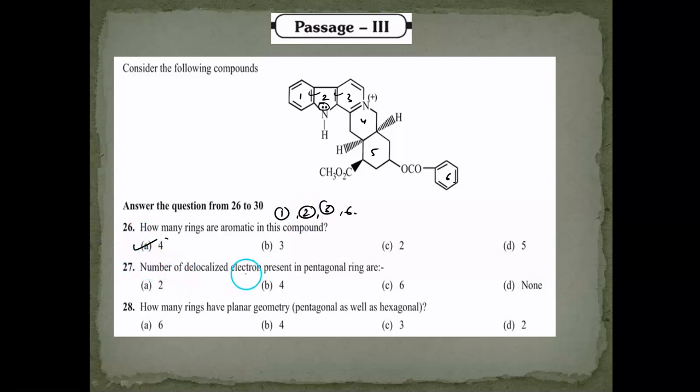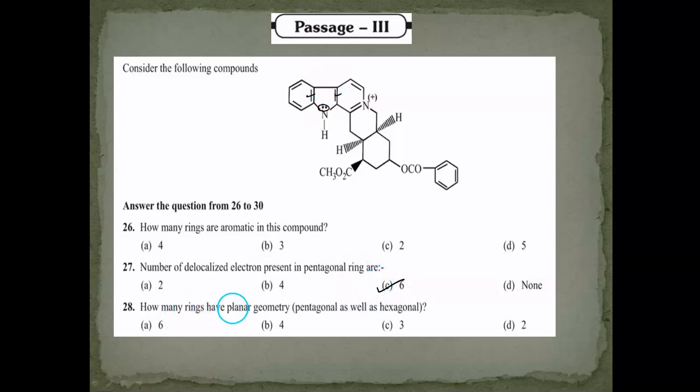Then number of delocalized electrons present in a pentagonal ring. So in a pentagonal ring, if you see, we have this double bond and this lone pair in conjugation. So number of electrons which can be delocalized is 6. So for 27, answer is 6.